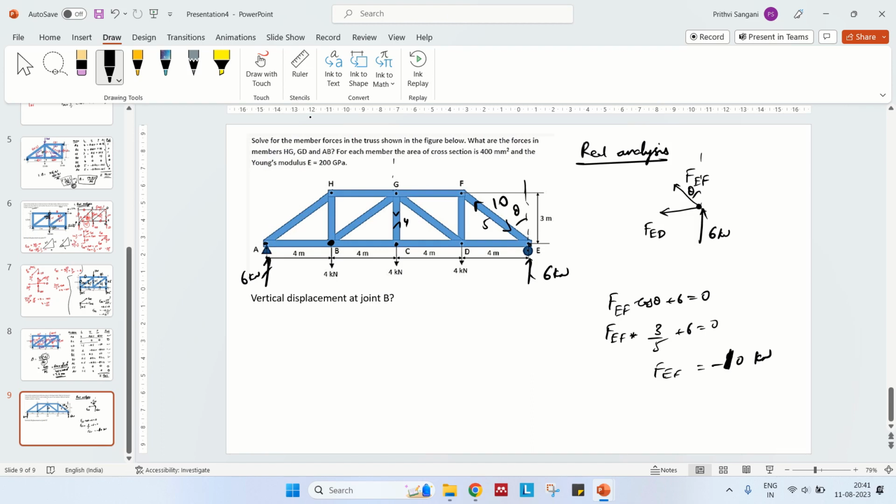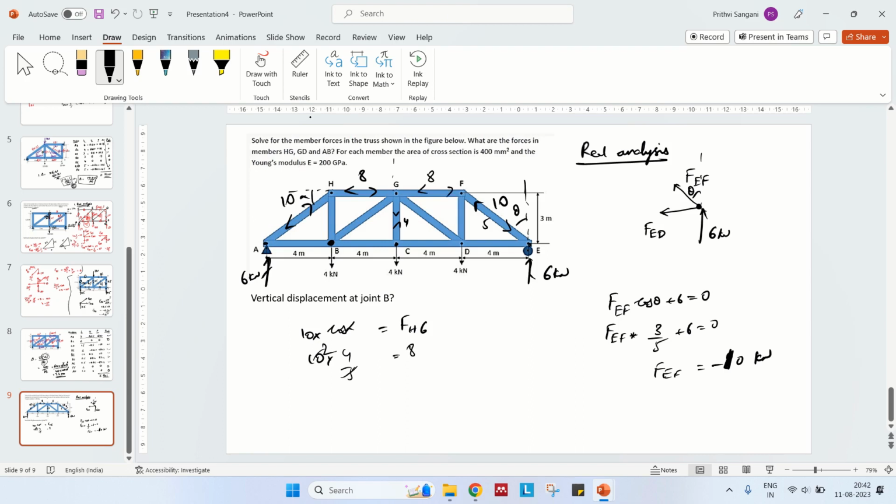Similarly, this is again a similar case, right? So you have compression 10, and once this is in compression, this is in compression. This is in this direction, so you'll have compression in this member. So this is 10 times, let us say this is alpha, cos alpha is equal to F_HG. So 10 times cos alpha, this is 4 by 5, is 8. So this is in compression 8. Similarly, you can find for the others. If this is 8, we have symmetric loading, so this should be 8 in the same direction.